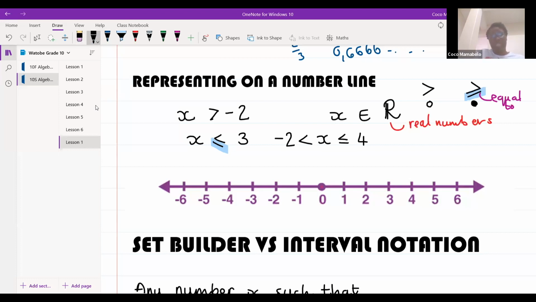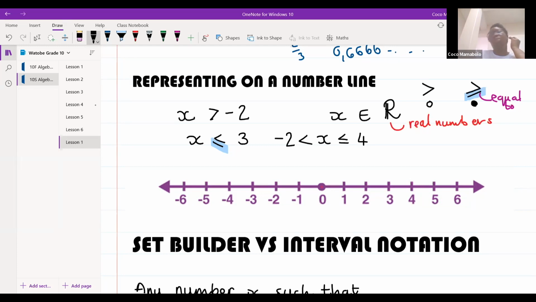Miss, can x ever be a specific number? Not really. It could, but that's when we're talking about equations. In this case, we're looking at all the different numbers that it can be. Okay, we're talking about inequalities and not equations.